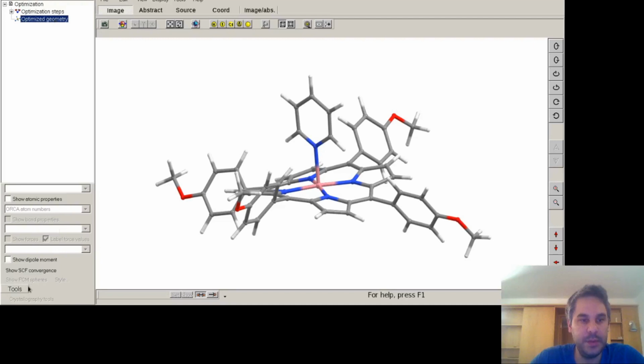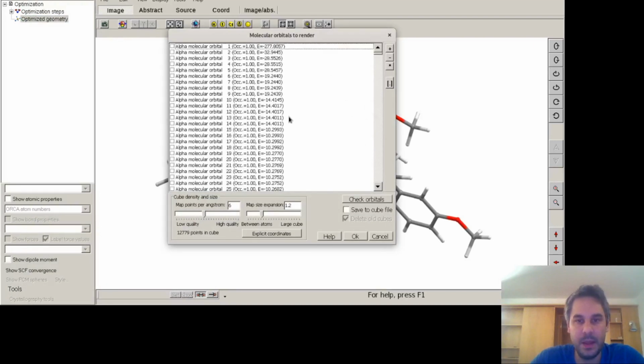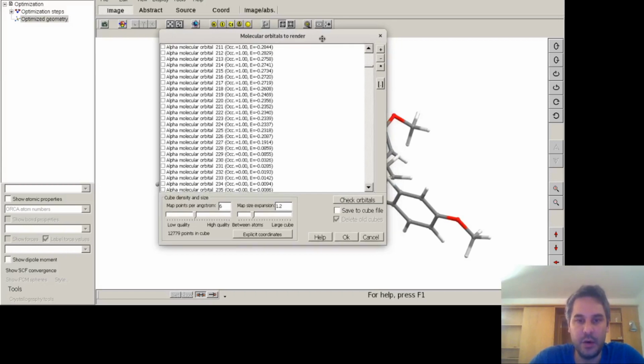And if we go to optimize geometry, tools, render molecular orbitals, I can find the orbitals which are around the HOMO-LUMO gap. So the active space that I'm going to consider has 11 electrons in 9 orbitals, because low spin cobalt has 7 electrons in 5 orbitals, and then there are 4 Gouterman orbitals in the porphyrin with a total of 4 electrons. So that gives 11 electrons and 9 orbitals.